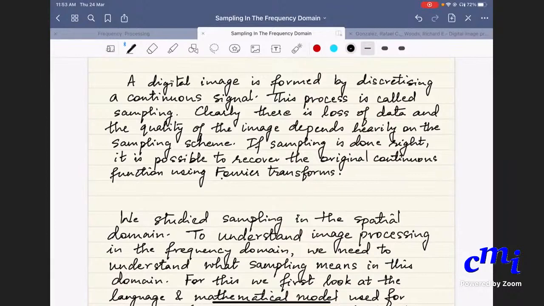Some of these details you don't explicitly need each and every time, but when you're doing analysis using the frequency domain, you should know these properties. Okay. So let us understand what is the story here.